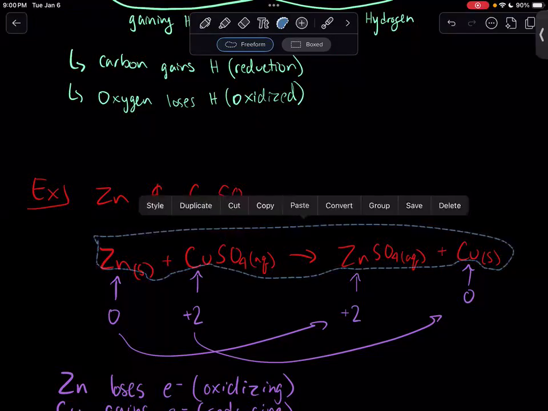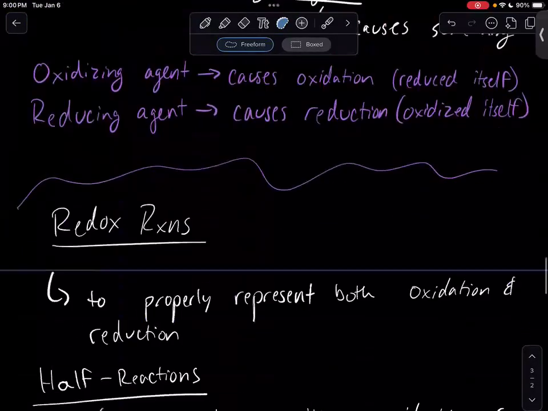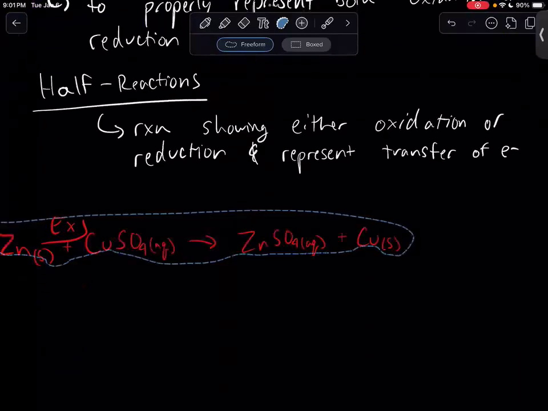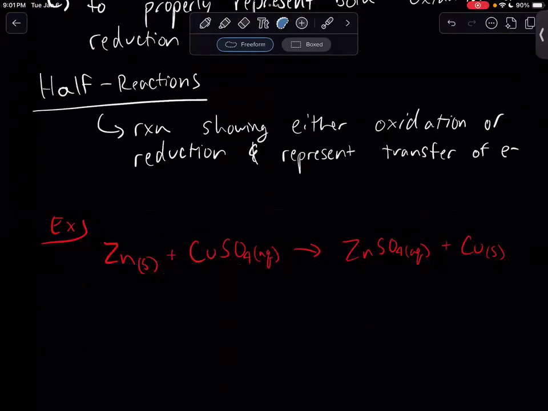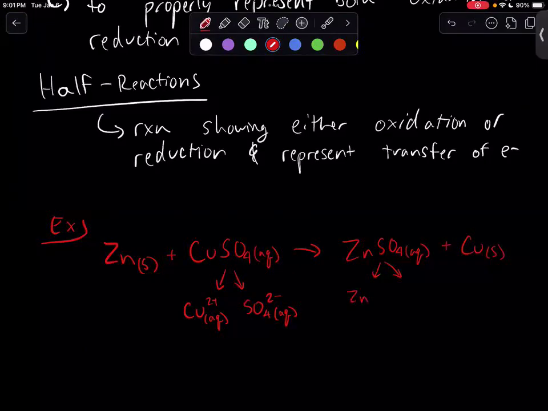We have our zinc reacting with copper sulfate to produce zinc sulfate and copper. Now, in solution, copper sulfate actually separates into Cu²⁺(aq) and SO₄²⁻(aq). Furthermore, zinc sulfate will do the same thing, so we get Zn²⁺(aq) and SO₄²⁻(aq). These are ionic compounds, they'll break down.